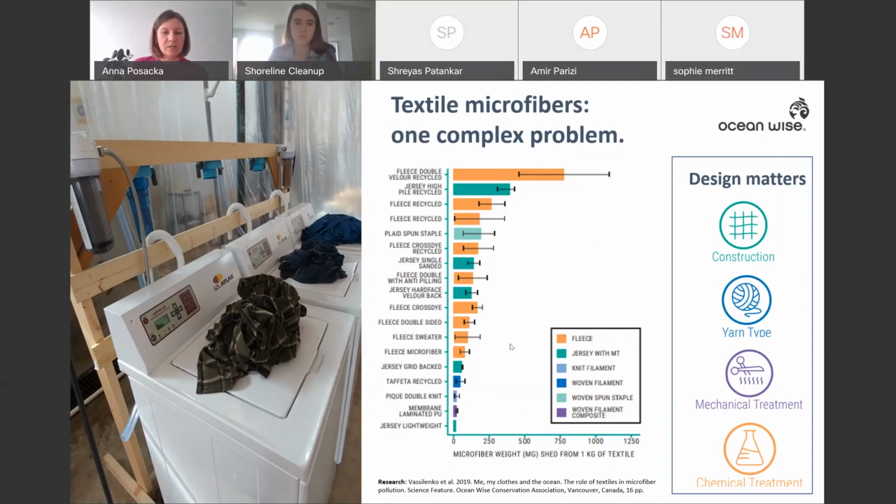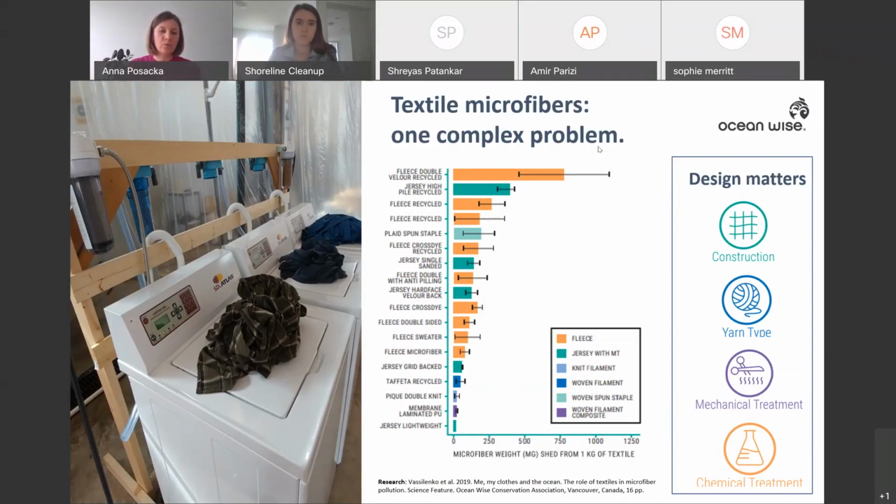Here on the slide, you can see one excerpt of a larger study to survey microfiber shedding from a variety of textiles. We're now looking at fleeces and jerseys. And as you can see, there's a huge variation, and that's because of their design. So textile design is very complex. You have various types of constructions, yarn types, mechanical treatments and chemical treatments, and so on.